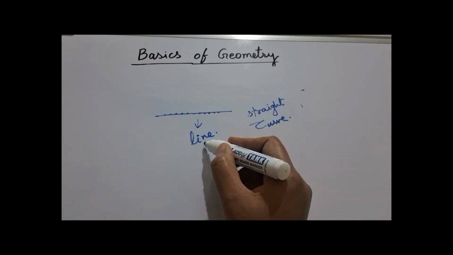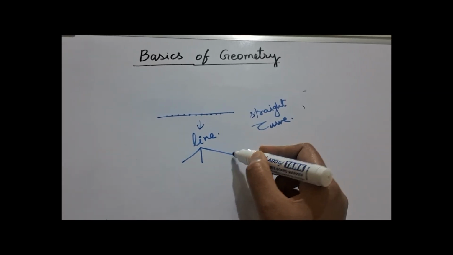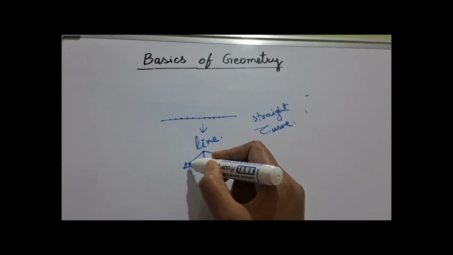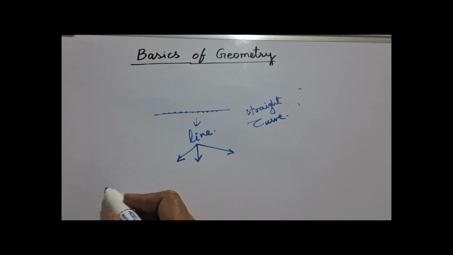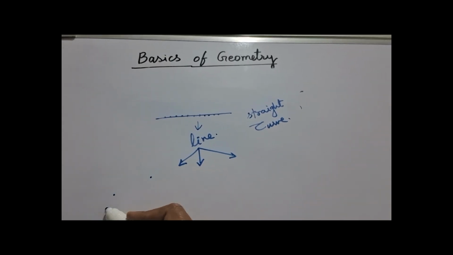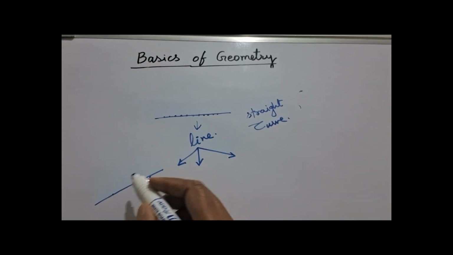And children, we also have three types of lines. Three types of lines we have. Suppose two points are there and I am joining these two points.